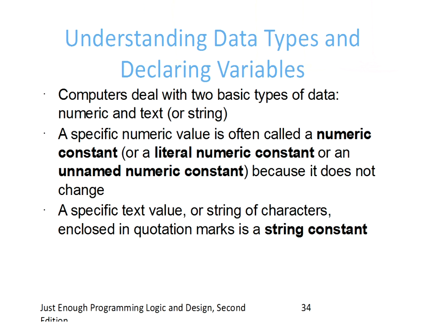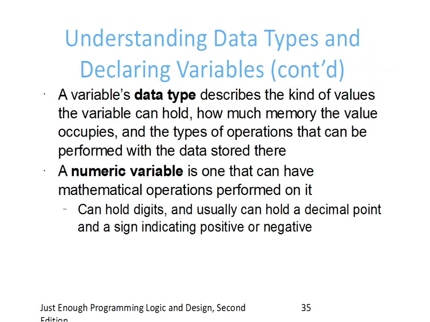A string constant is where you're assigning a string. So the name of the college is Richland College. So there is a string constant. It never changes. You don't want somebody to come in one day and change the name of the college. Okay.